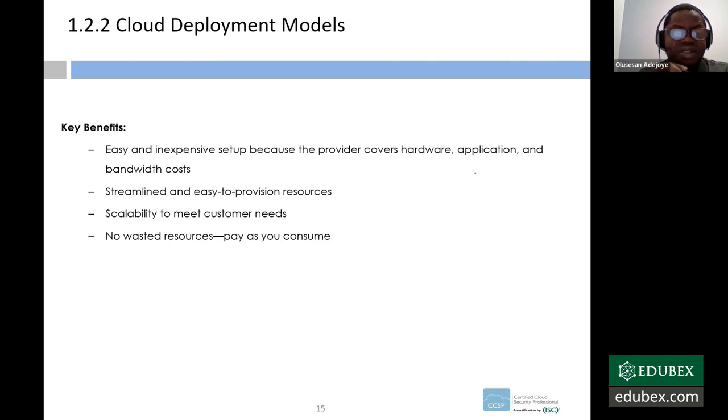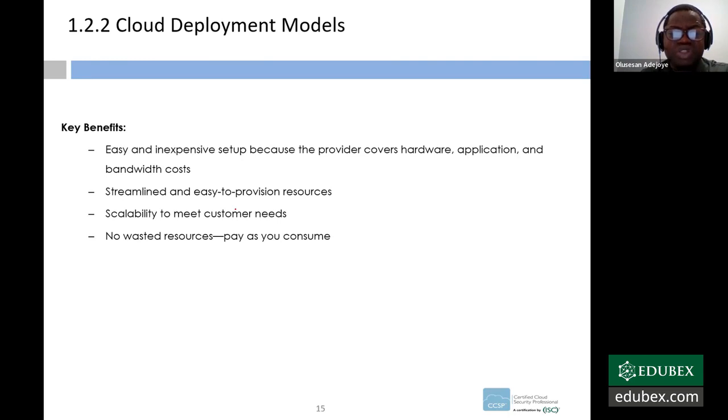What are the benefits? Easy and inexpensive setup. Because the provider covers the hardware, you don't need to make provision. Those are responsibilities of the providers. And the providers also make so much money. Why? Because it's multi-tenancy, the platform is used by different customers. Any customer that makes payment can provision resources within the public cloud environment. So that's why we refer to it as the public cloud.